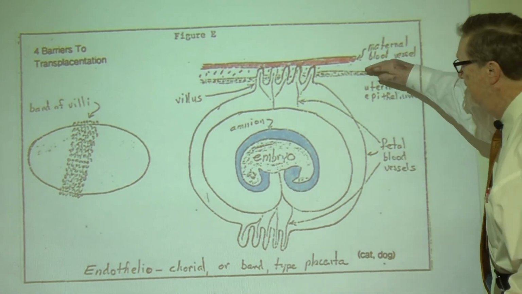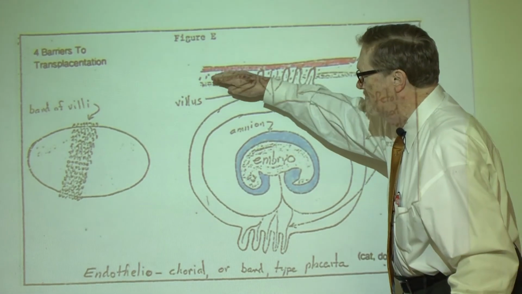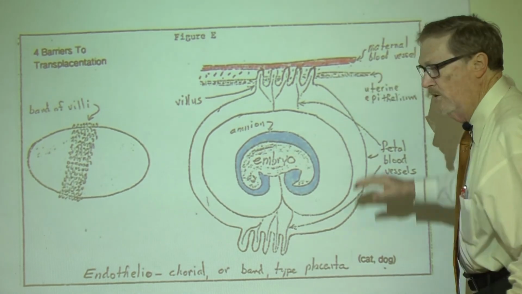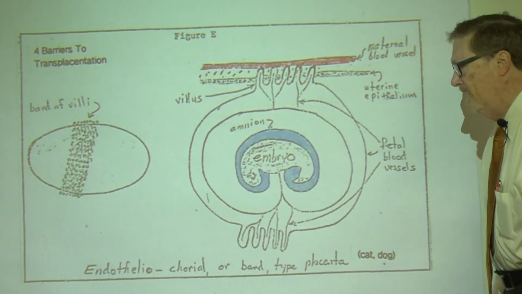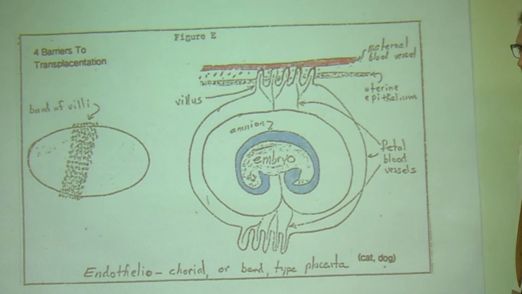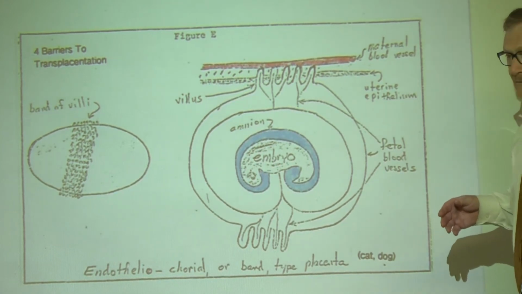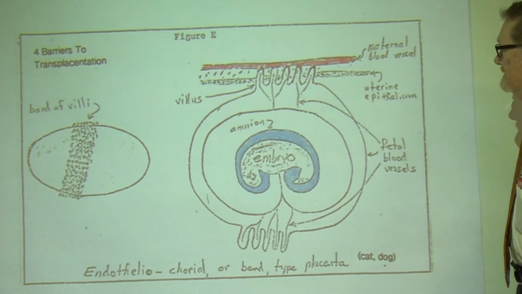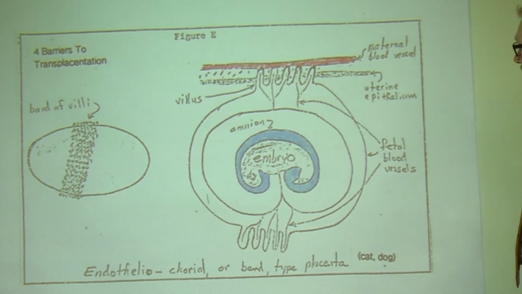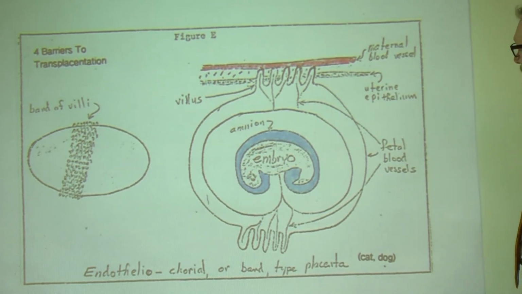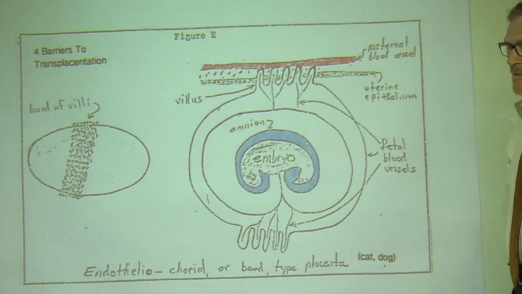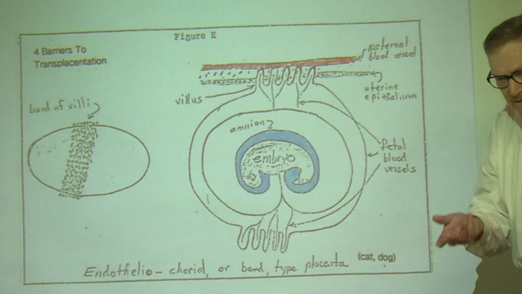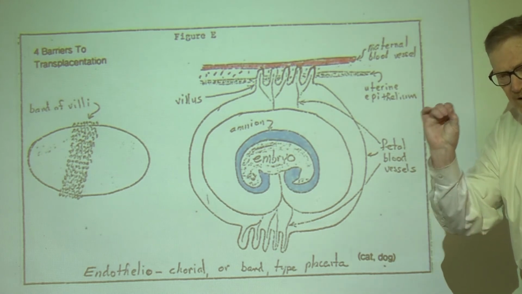In other words, this layer of connective tissue in the endometrium is no longer a barrier. There is only one barrier to transplantation of maternal origin, and it is the wall of the maternal blood vessel. And so the word we use for that is endothelial. Epithelial is a covering tissue. Endothelial has to do with the wall of a blood vessel.